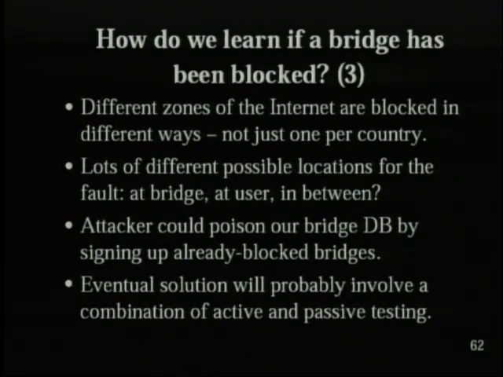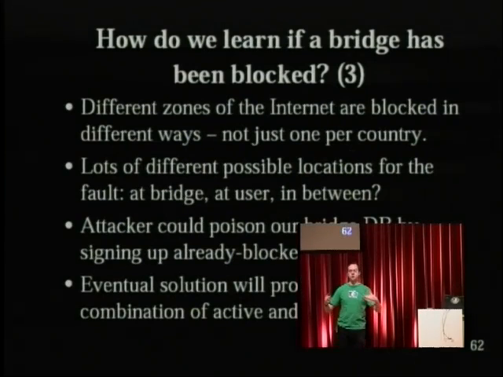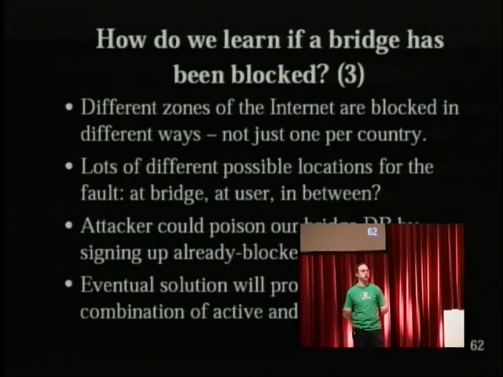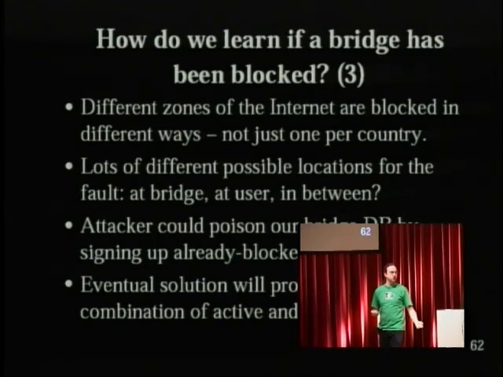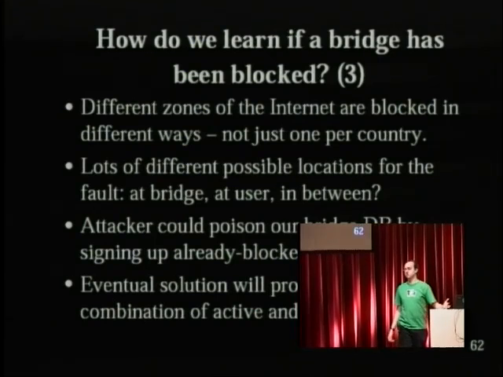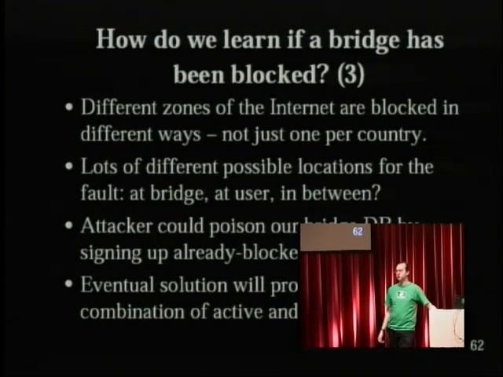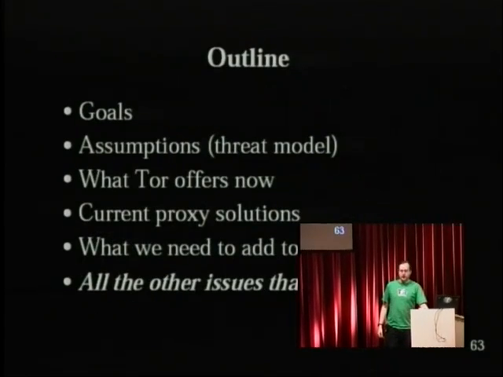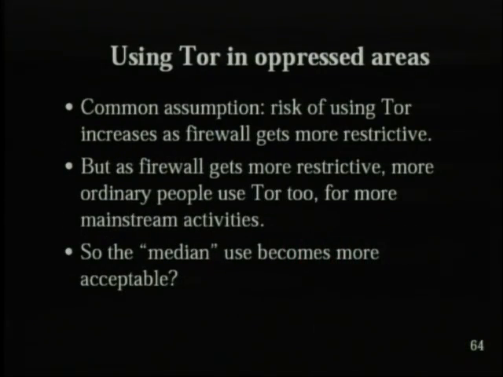So the solution that we'll probably end up with is a combination. We want to use active testing, and we want to do this passive GeoIP measurement to try to get some intuition. And I don't really know how to combine these, so if you already know how to do this, come chat with me afterwards. Okay, all the other fun issues that come up.